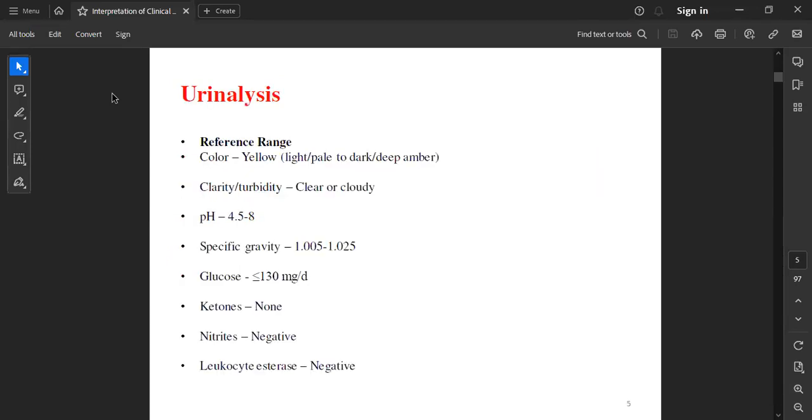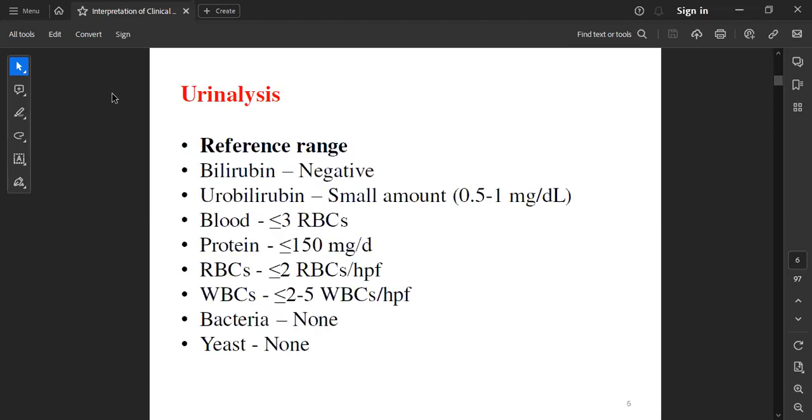So first thing we're going to look at is a urinalysis. For urinalysis, the things that are looked at include the color, clarity, pH, specific gravity, glucose, ketones, nitrites, leukocyte esterase, the presence of all these things. We'll see the significances. We also have bilirubin, urobilirubin, blood, protein, red blood cells, white blood cells, bacteria, yeast.